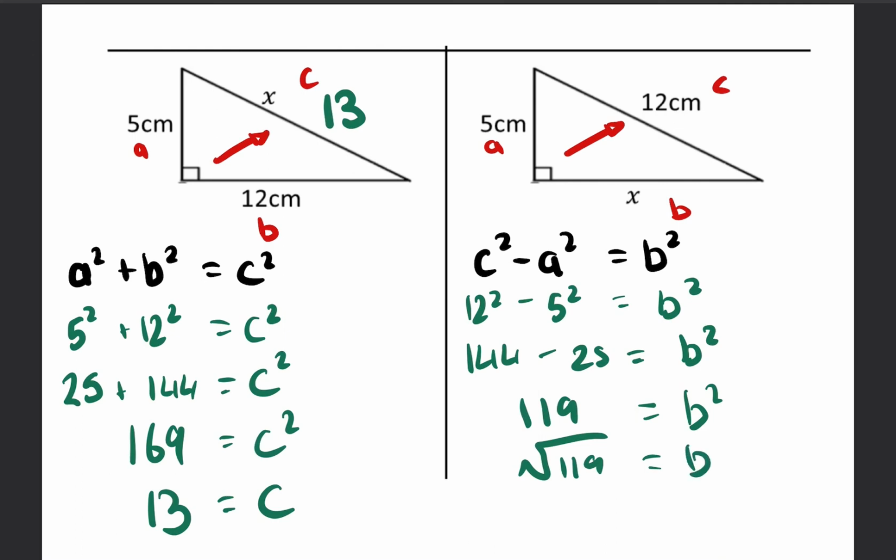And there we are. The answer, to 2 decimal places, is 10.91 centimeters equals b. So there we are. We'll fill that in. 10.91. That's our answer. And there we go.